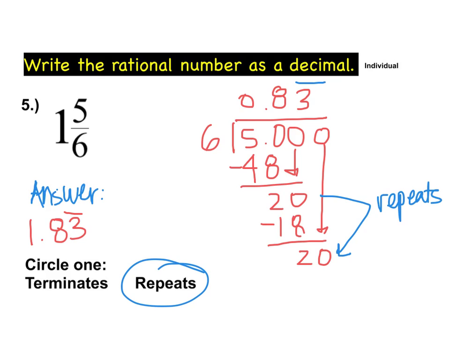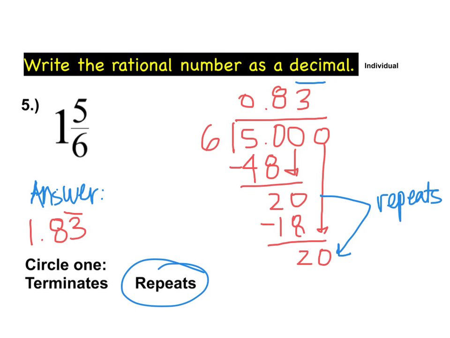All right, here is my answer and my evidence. So I put 5 under the division bar, 6 on the outside. 6 goes into 5 0 times. 6 goes into 50 8 times. 6 times 8 is 48. I took the difference. I got 2, brought down the 0. 6 goes into 20 3 times because 3 times 6 is 18. I take the difference and I get 2.